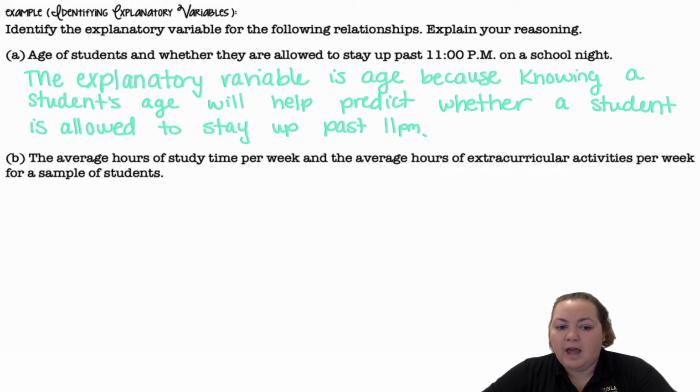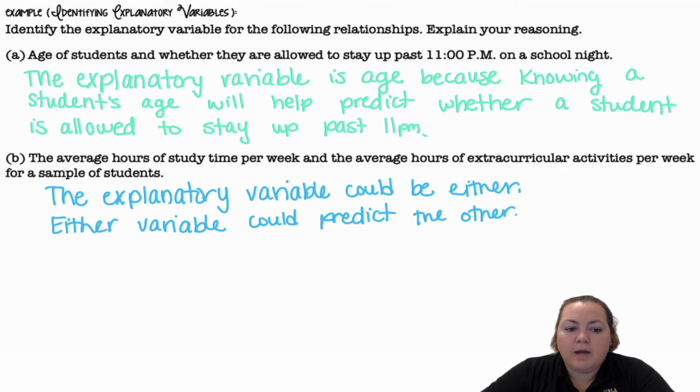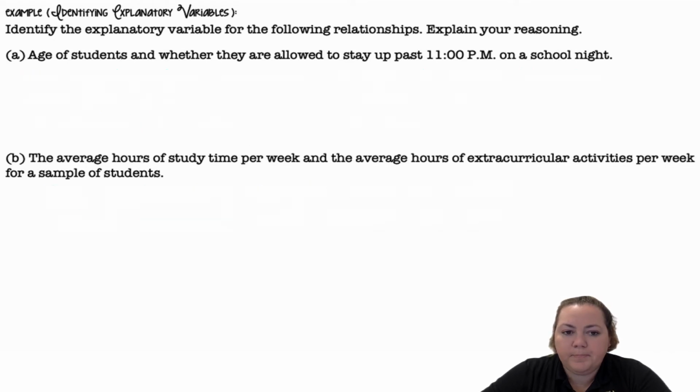Part B, the average hours of study time per week and the average hours of extracurricular activities per week for a sample of students. I'm going to say that the explanatory variable could be either. Either variable could predict the other. So if you're spending a lot of time studying, that may mean you have less time for extracurriculars. Or if you're spending a lot of time doing extracurriculars, you may have less time studying. So either one could be the explanatory variable.